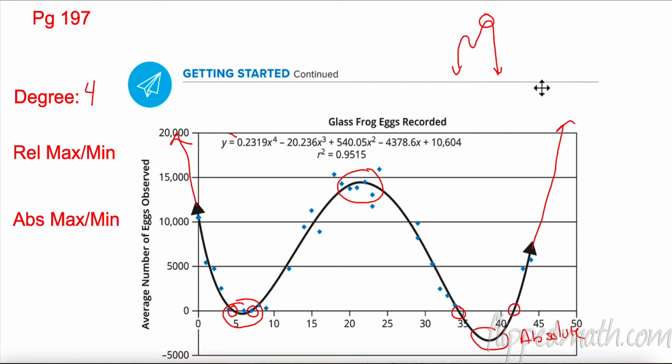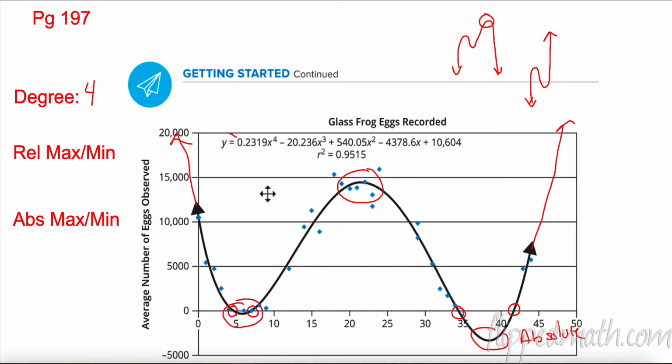Can an odd degree equation, like a cubic, can it have an absolute min or max? No, it can't because odd graphs always start and end, their end behaviors are always opposite. Even graphs are always the same, so we could have one, but odd graphs are not.